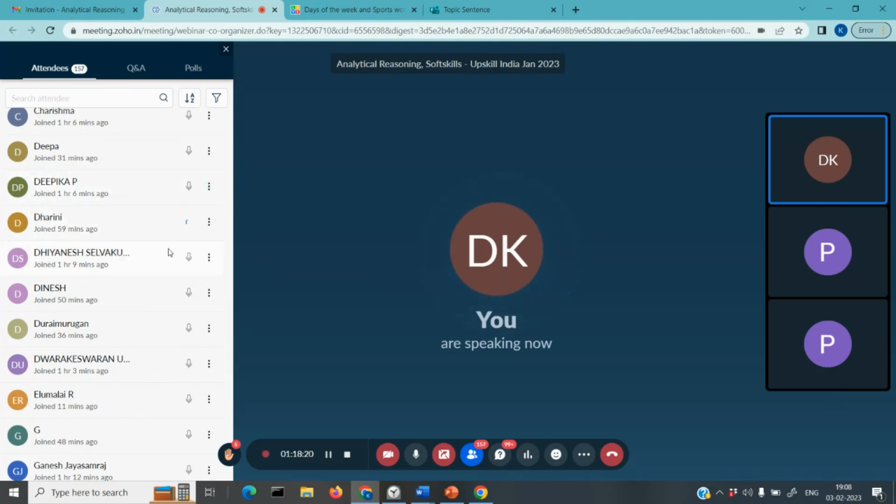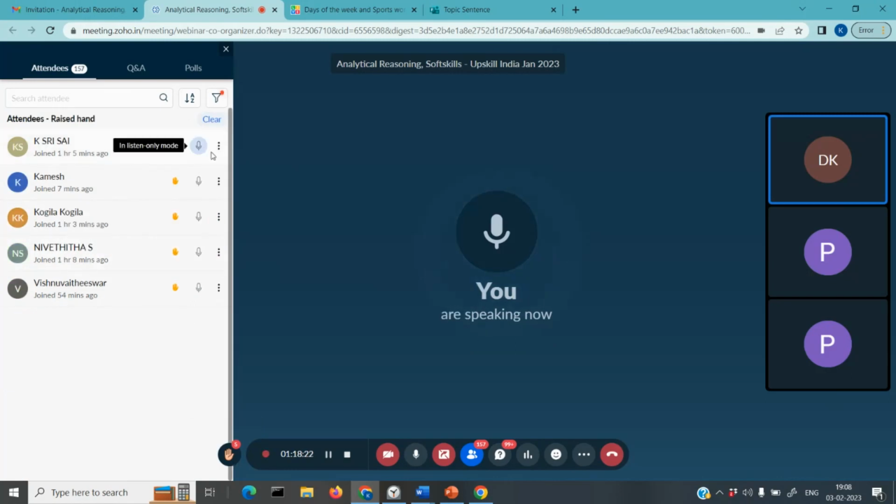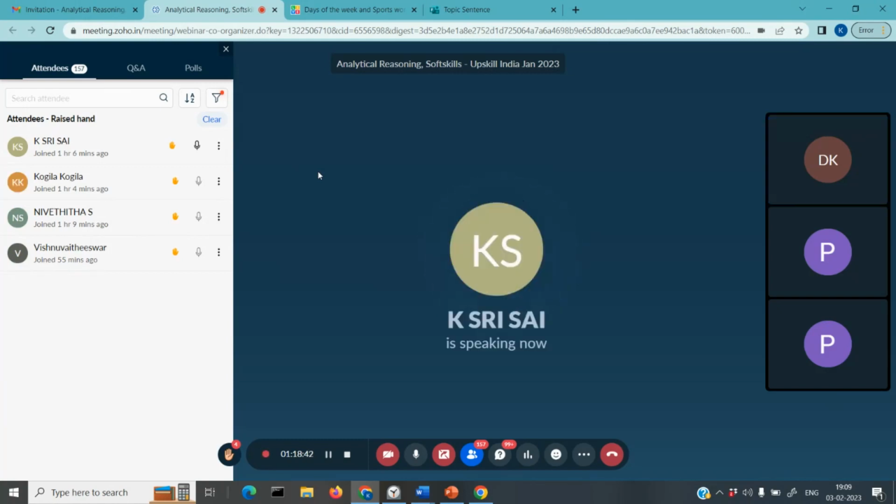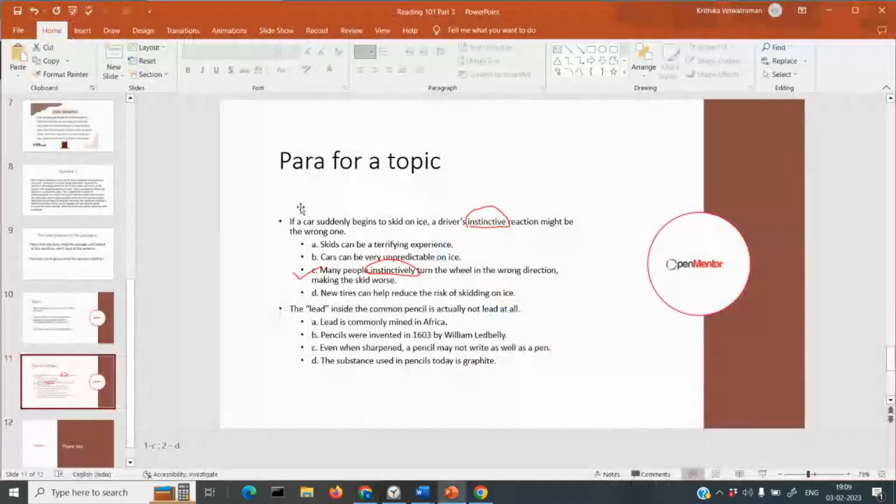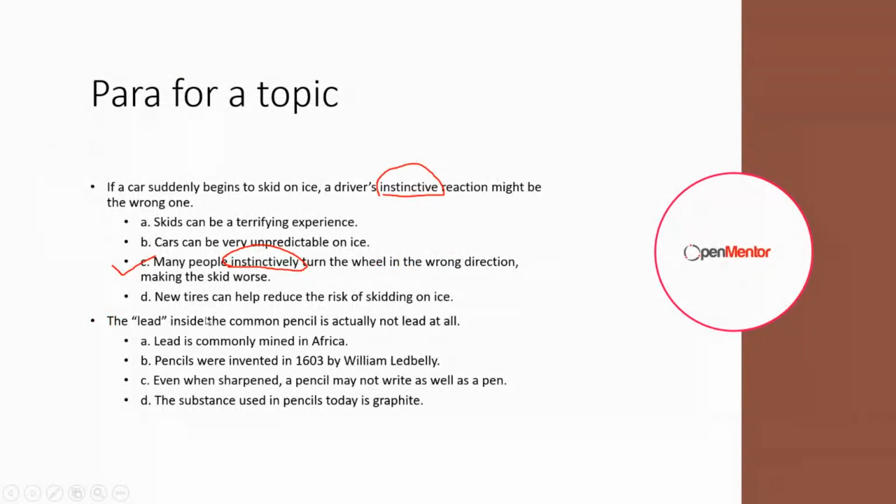Let me check if any other person is willing to volunteer. Sai wants to volunteer. My pet volunteer is here. Okay, Sai, I'm unmuting you. I like the spirit, Sai, Kokila, Nivedita, Vishnu. You people volunteer regularly. Very good. Sai? Yes, ma'am. Sai, can you read the second paragraph line and pick which one of these options might be the second line for that paragraph?